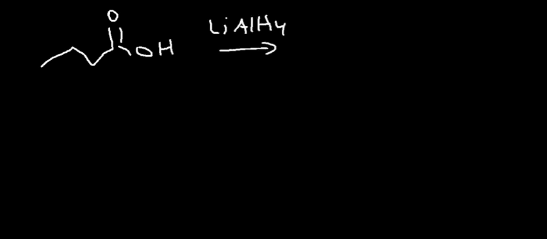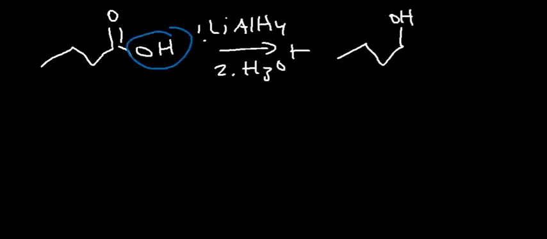Now, if you have a carboxylic acid, and if you add lithium aluminum hydride, followed by H3O+, this too would create an alcohol. That will be the end result. So this part is going to leave. In the last example, it left as methanol. In this example, it leaves as water. It's going to grab a hydrogen and become H2O.